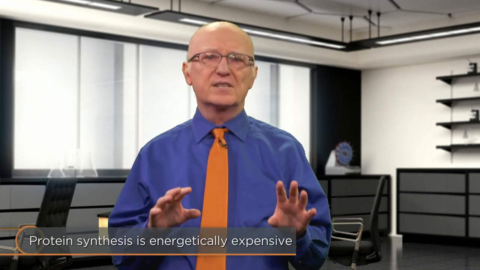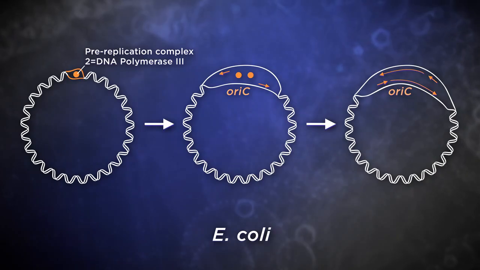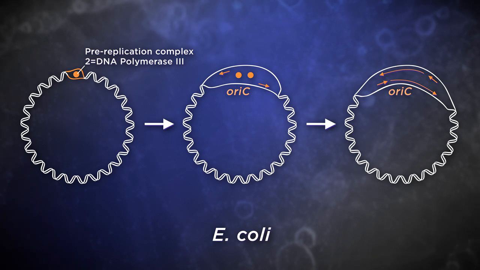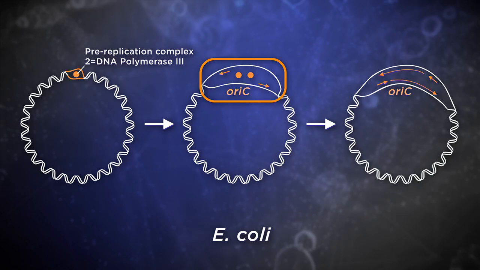And why, you might wonder, would a cell want to make different amounts of various proteins? The answer is that protein synthesis is an energetically expensive proposition. Proteins should be made only when they're needed, and only in the amounts they are needed. And cells need different amounts of different proteins. So for example, a cell of E. coli only needs 2 copies of DNA polymerase III to support bidirectional replication from an ORI.